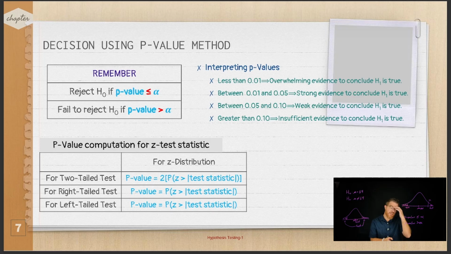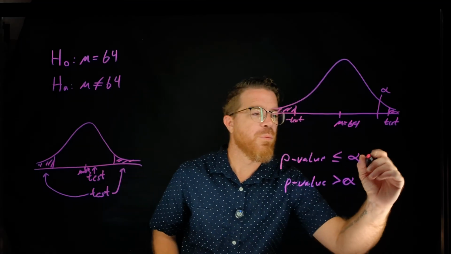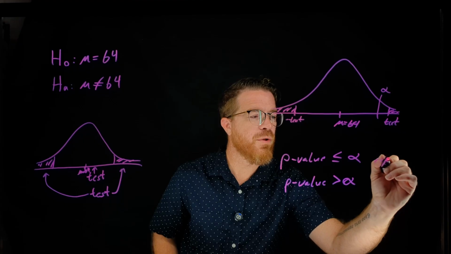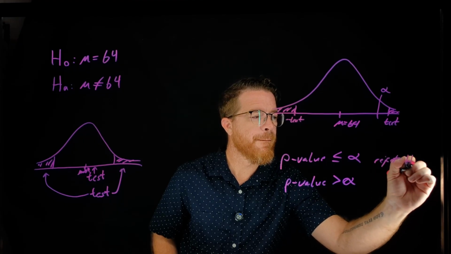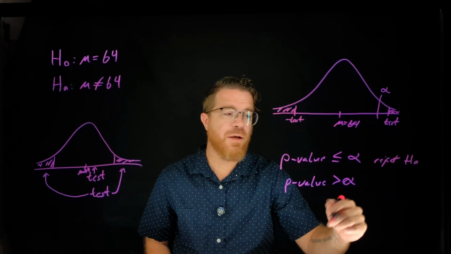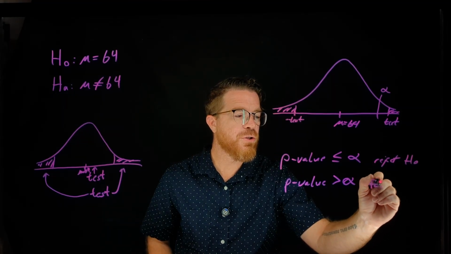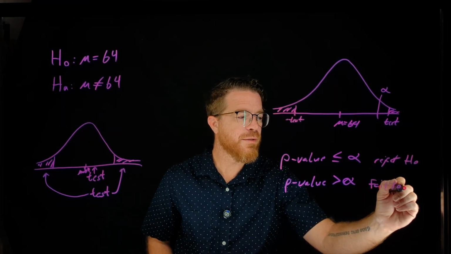So if our p-value is less than or equal to alpha, we will reject the null hypothesis. And if our p-value is greater than alpha, we would fail to reject our null hypothesis.